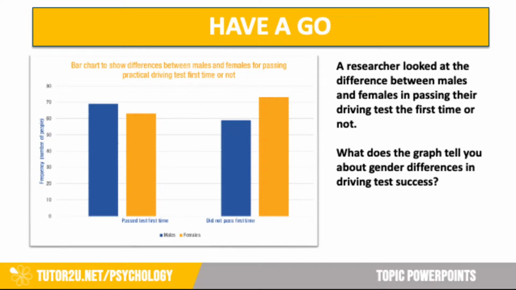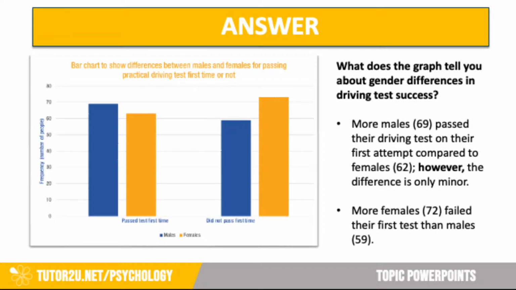Okay, so just have a look on the next slide at the answer that we've done here. Well, look, Gemma. So Gemma's noted that there is a difference in males and females. So if you just have a look at the screen here, we've put here that more males pass their driving test on the first attempt compared to females, and we've referred to the data here. So there isn't much of a difference there. You've got more males, 69, pass their driving test compared to females, 62. And we can point out here that, however, the difference is only minor. There's still a difference for you to talk about.